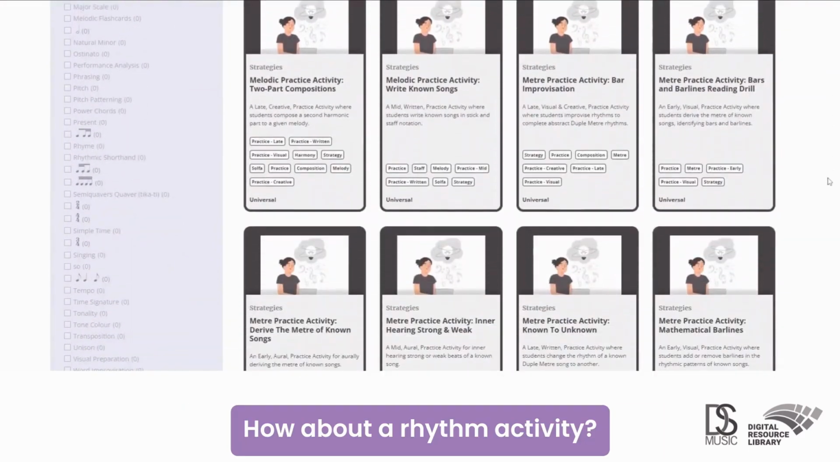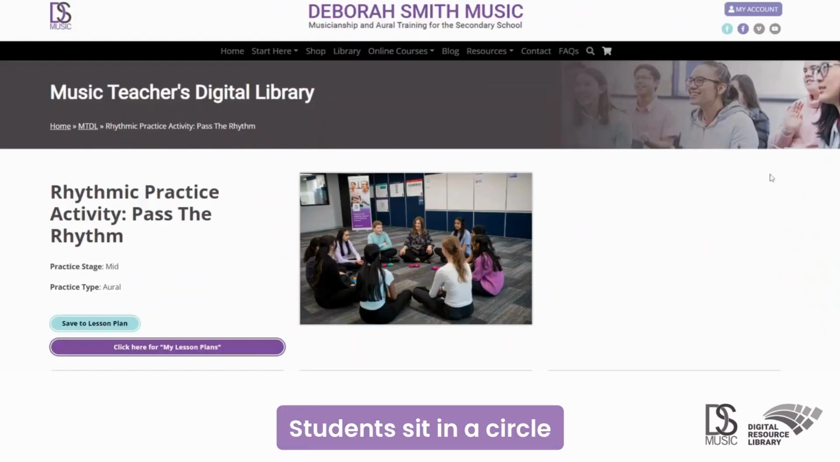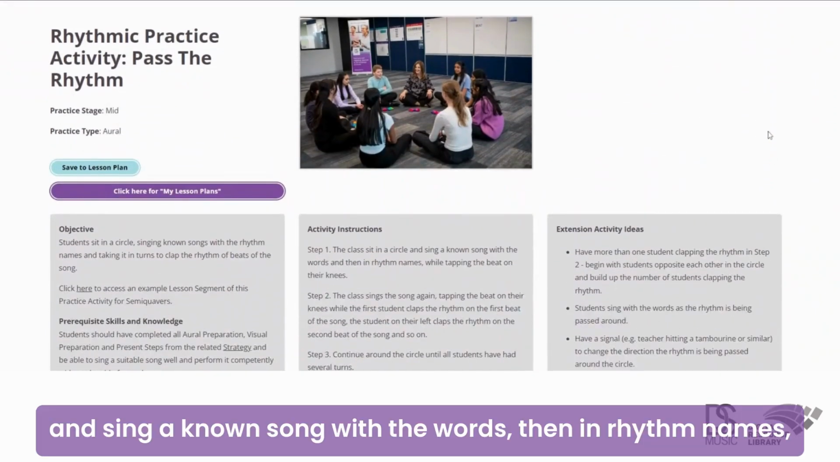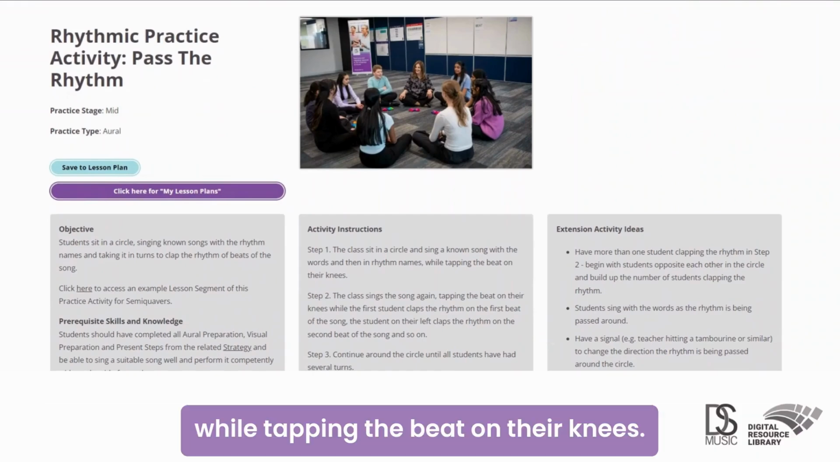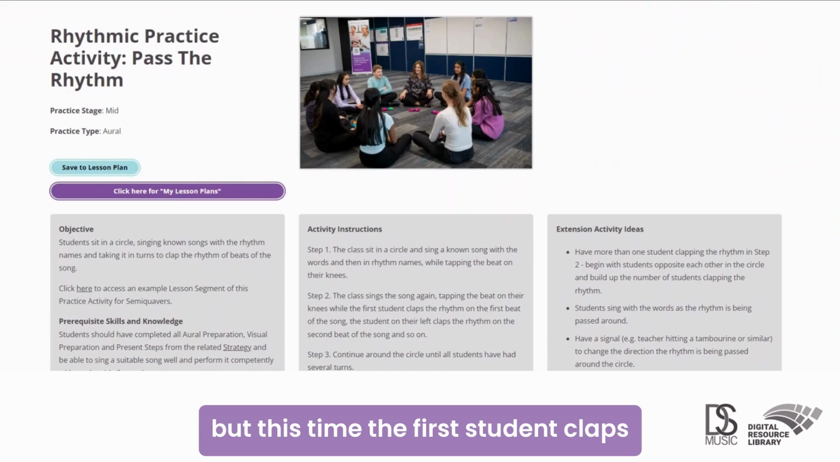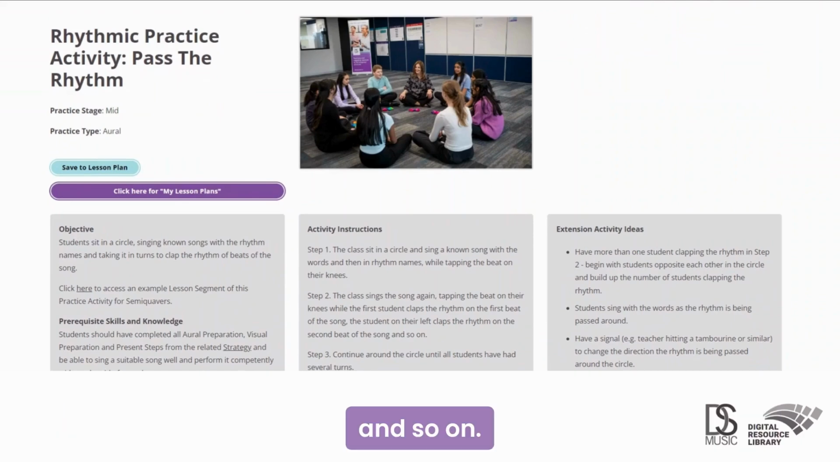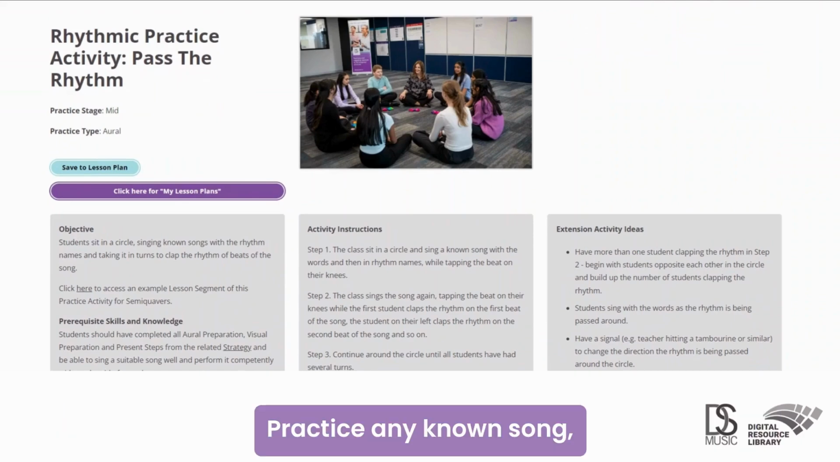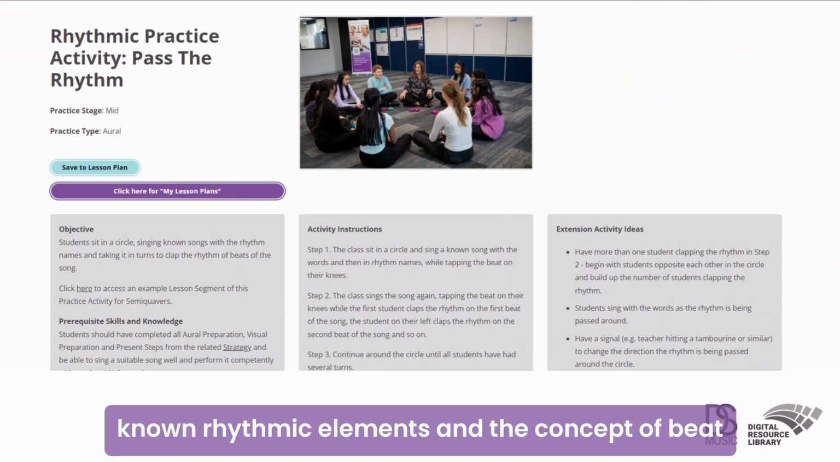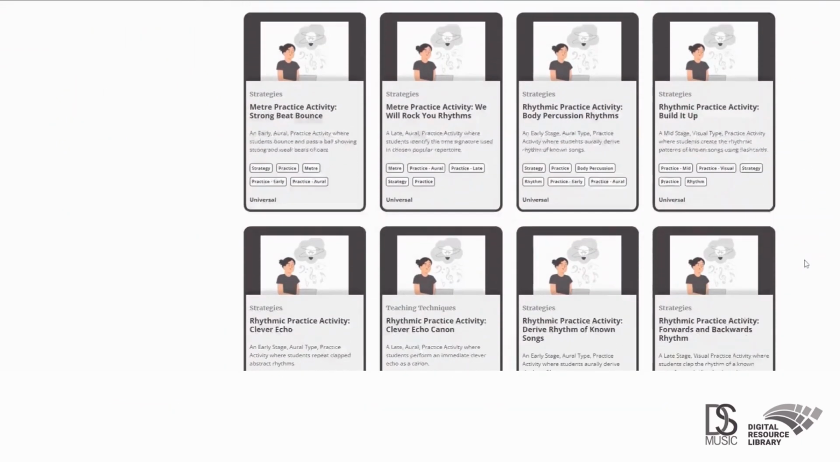How about a rhythm activity? What about pass the rhythm? Students sit in a circle and sing a known song with the words, then in rhythm names, while tapping the beat on their knees. Then they sing and tap again, but this time the first student claps the rhythm of beat 1 of the song. Then the student on their left claps the rhythm of beat 2, and so on. Practice any known song, known rhythmic elements, and the concept of beat, all while keeping their energy levels up.